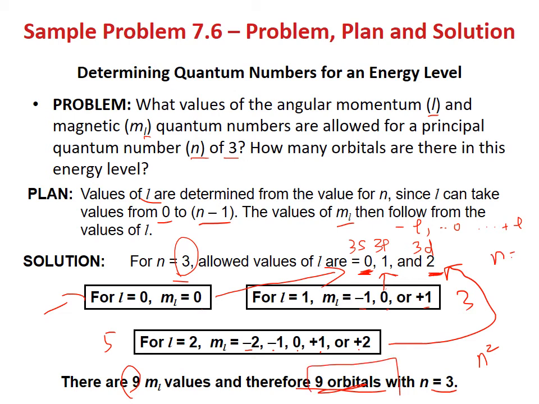When n equals 2, 2 squared is 4. So the total is 4 orbitals, and that's 2s orbital and 2p orbital. So remember, you have 3 of the 2p orbitals plus 1 s orbital, and that's 4.